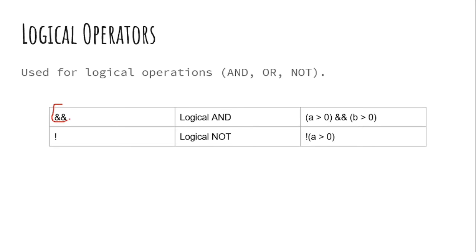This is the symbol that we are going to use for the AND operation. This is the symbol that we are going to use for the NOT operation. The AND operation symbol is known as ampersand, and it is used to perform the AND operation.